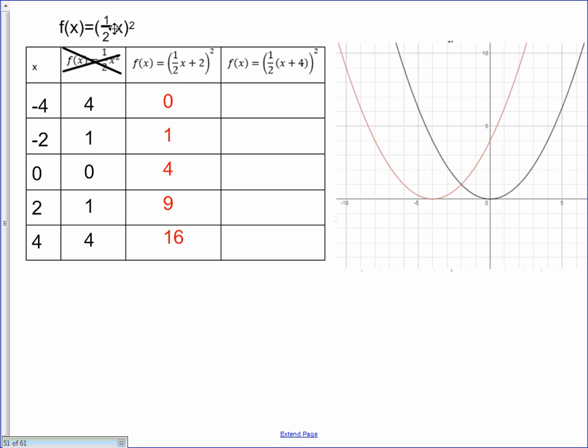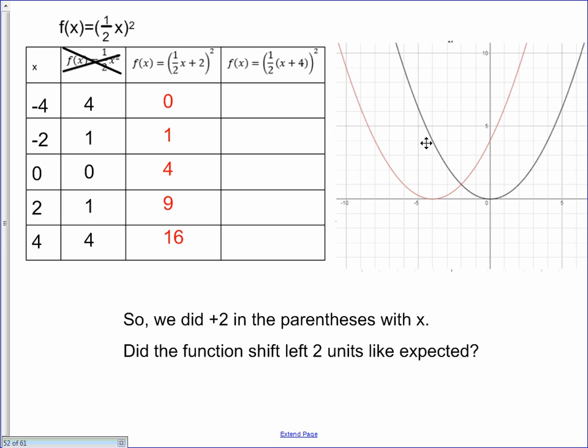The only difference is that this one has a +2 inside the parentheses, inside the squared there. So we've done that already. We've done adding numbers in there, and we know what sort of shift to expect. A +2 in there should give us a horizontal shift. Should give us a horizontal shift to the left by 2 units. Look over here on our graph. Is this black graph, to get to the red graph, did I take everything and shift it to the left 2 units?